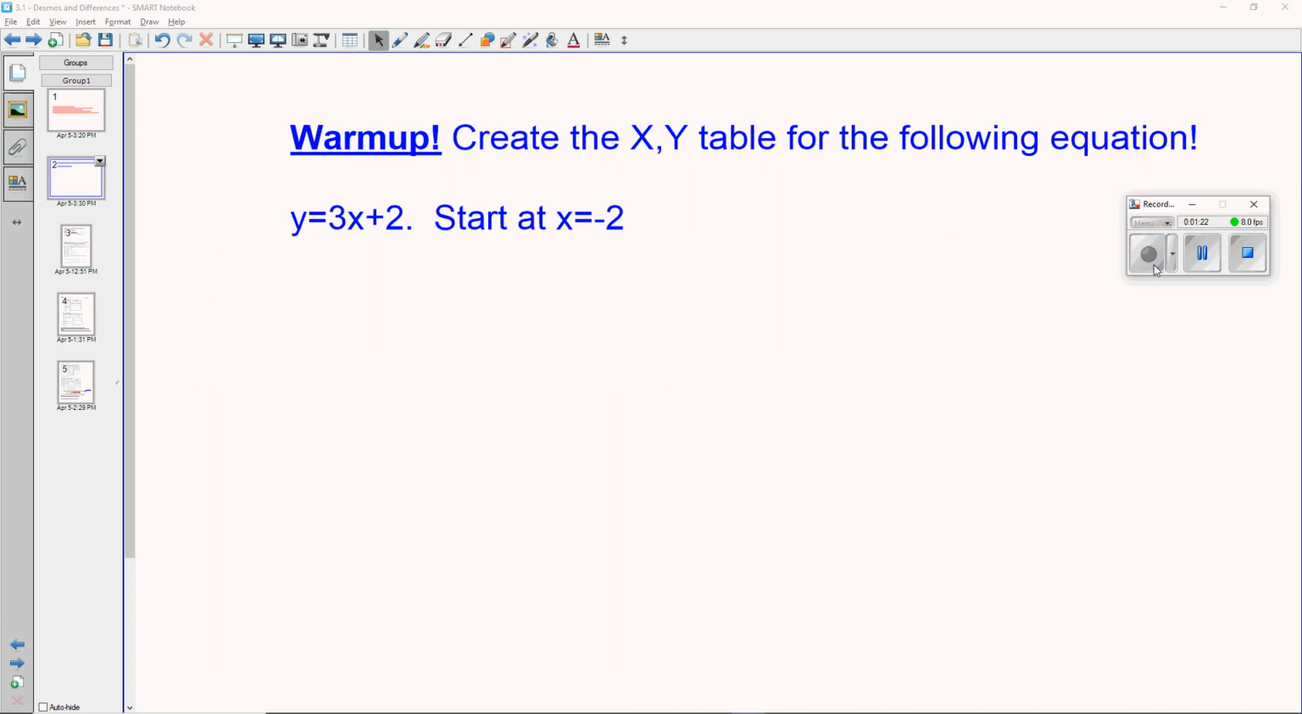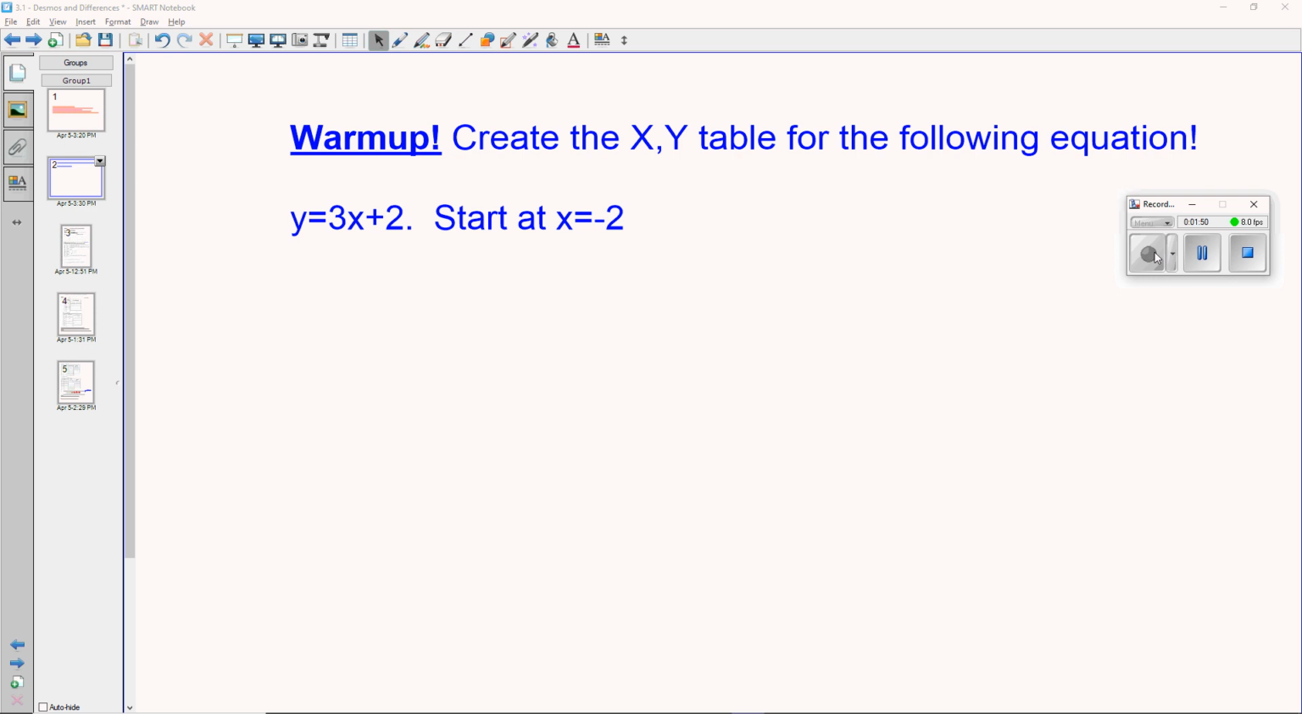So your warm-up is this. You're going to start with the equation y is equal to 3x plus 2, and create a table of values for me starting at x equals -2 and going up to 5. Pause the video and try to calculate that on your own. I'll show you the solution after you unpause the video.